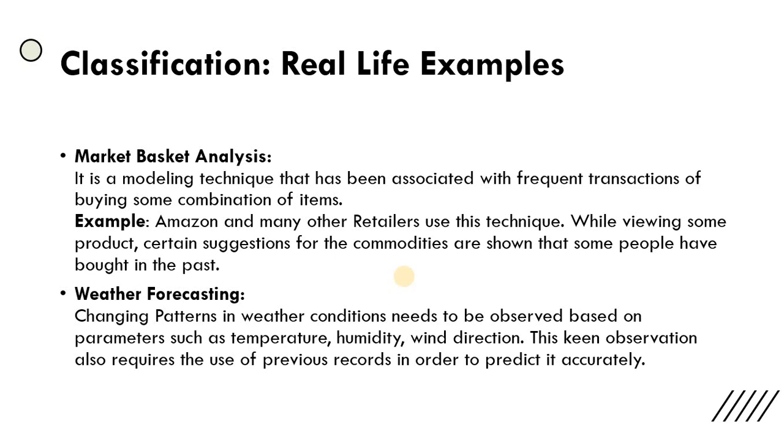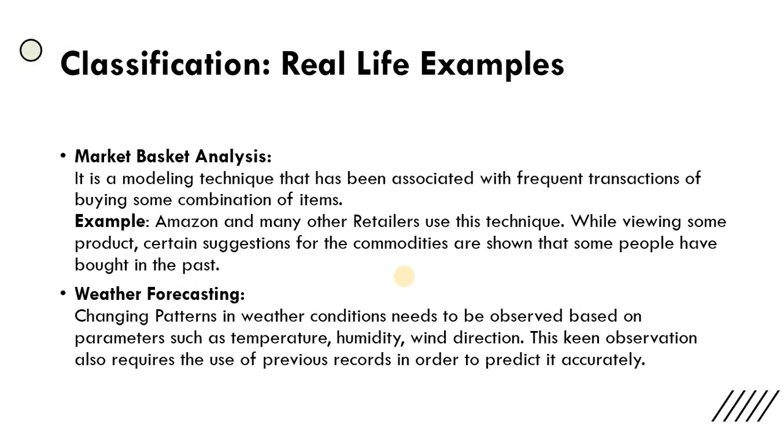Next is weather forecasting. Changing patterns in weather conditions need to be observed based on parameters such as temperature, humidity, and wind direction. This observation also requires the use of previous records in order to predict accurately. So the weather department is constantly taking the data of temperature, humidity, wind direction, etc., and based on this the model predicts the future behavior of the weather.